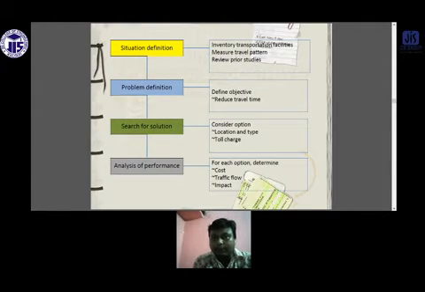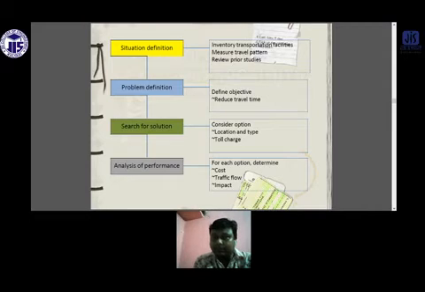Next is the problem definition. So define the objective, how to define the objective, how to find the travel. So for transportation planning, think of yourself as the user. Until and unless you think yourself as the user, it is tough to identify the problem. Next is the search for the solution.